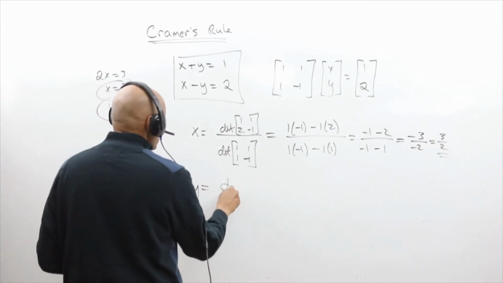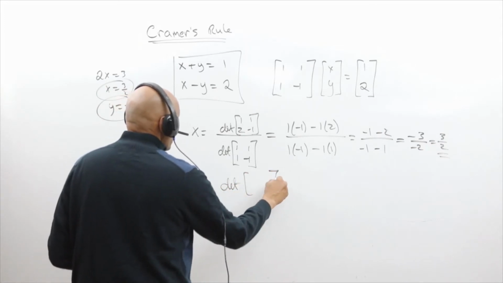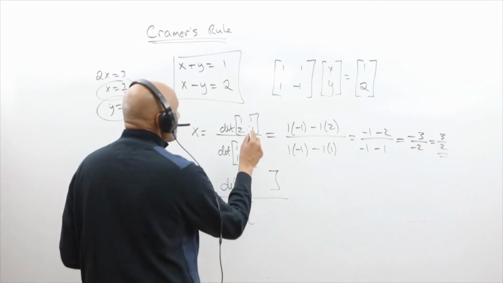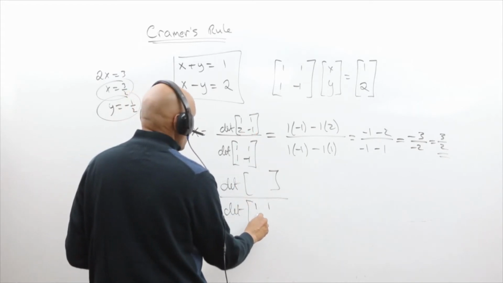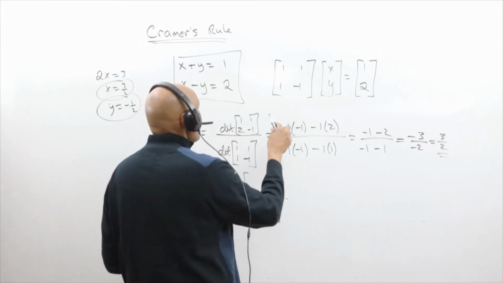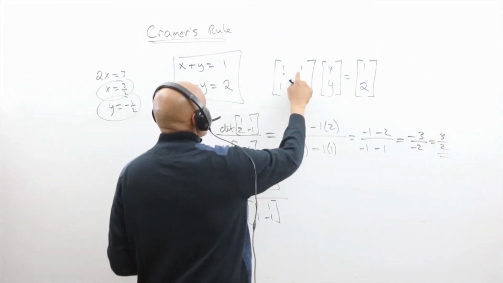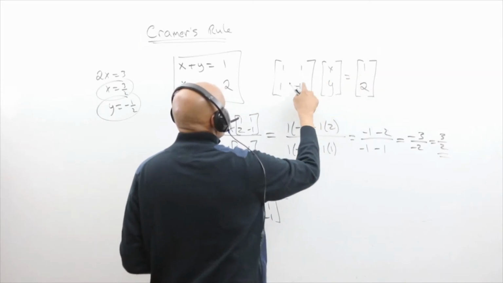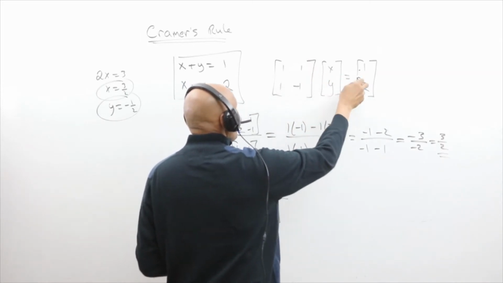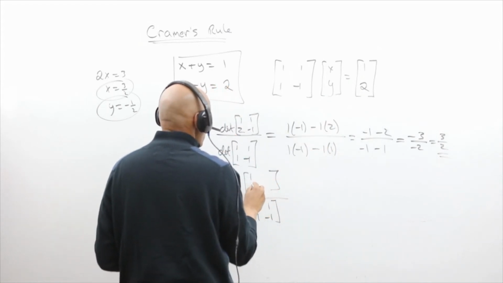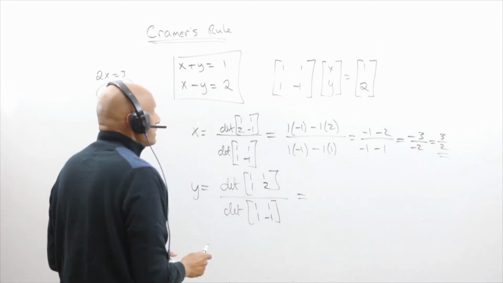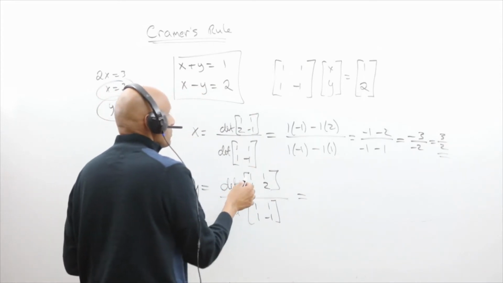Y is equal to the ratio of two determinants. The bottom determinant is always the same matrix. In this case it is 1, 1, 1, minus 1. The top: if you look at the equations, this is 1x plus 1y equals 1, and this is 1x minus y. So this column is associated with y. We're going to replace it with 1 and 2. So this is 1, 1, 1 and 2. So we'll take the second column, replacing it with 1 and 2.